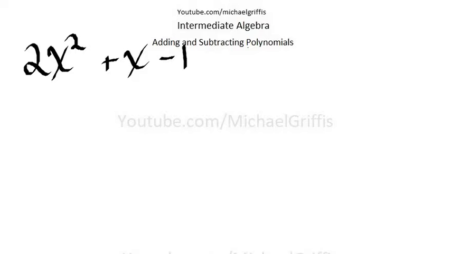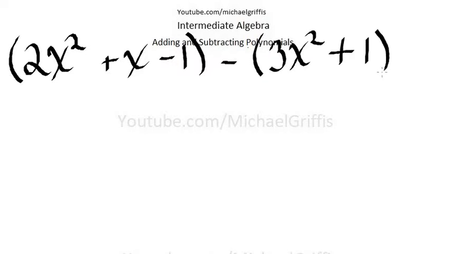We have 2x squared plus x minus 1. And we're going to go ahead and put parentheses around that. Minus, I got caught up here in the heading. I could have started a little lower. So we have this polynomial expression that needs to be simplified and cleaned up.